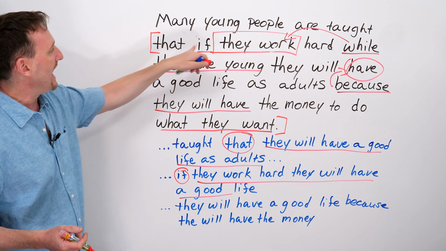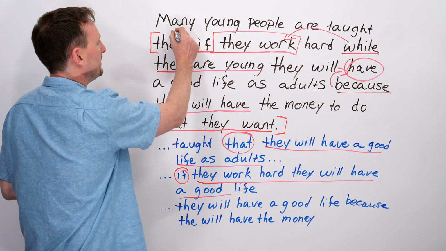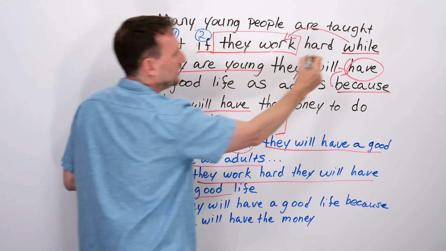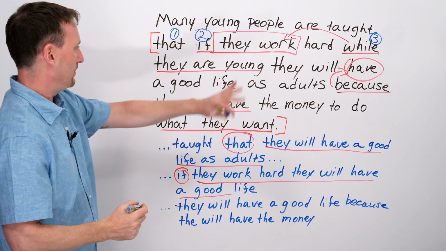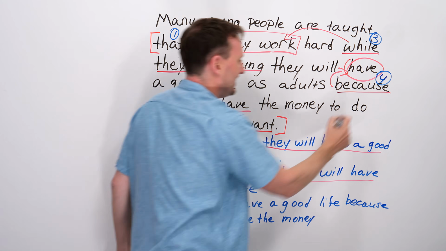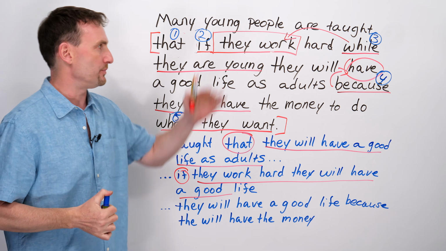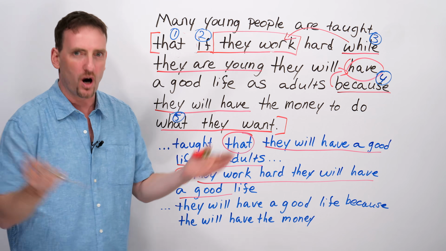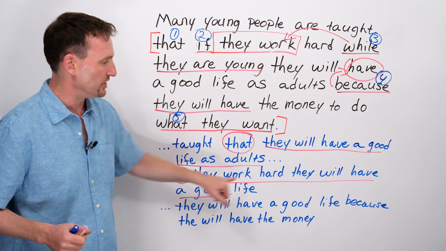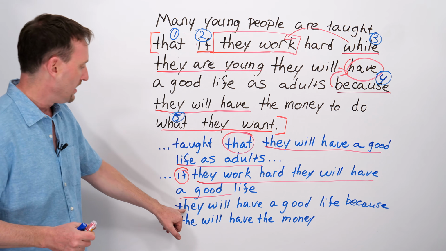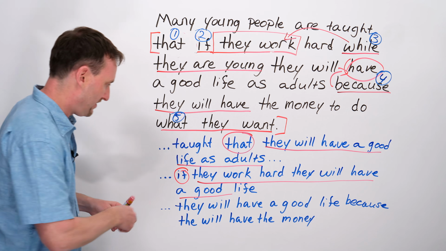So there you go. That, if, so think of it like this. How many conjunctions do you see? I see 1, I see 2, I see 3, I see, while they are young, they will have, I see 4, and I see 5. 5 dependent clauses with 1 independent clause, 1 sentence. So, that and if share this part of the clause. They will have a good life. Why? Because they will have the money.